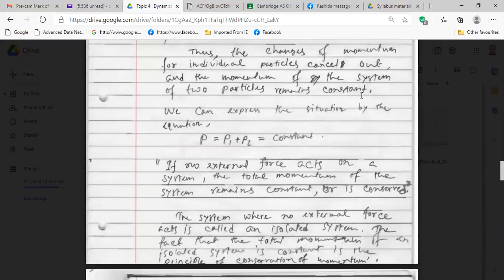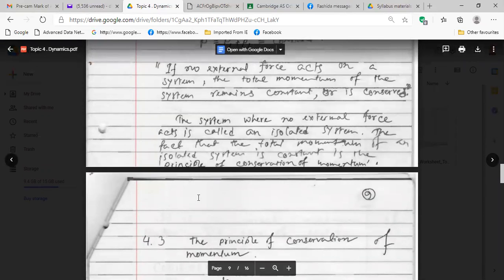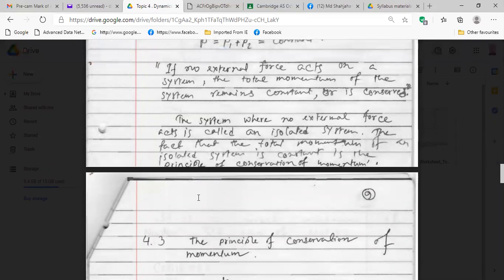And after writing this, you write that one you got in Newton's second law. What you got? F equals mv minus mu by t. You got, right? Yes, sir. That one you write. I'm also writing. Write this way.